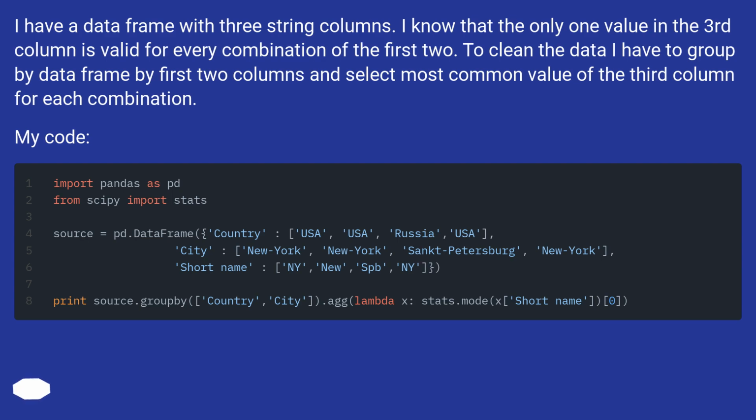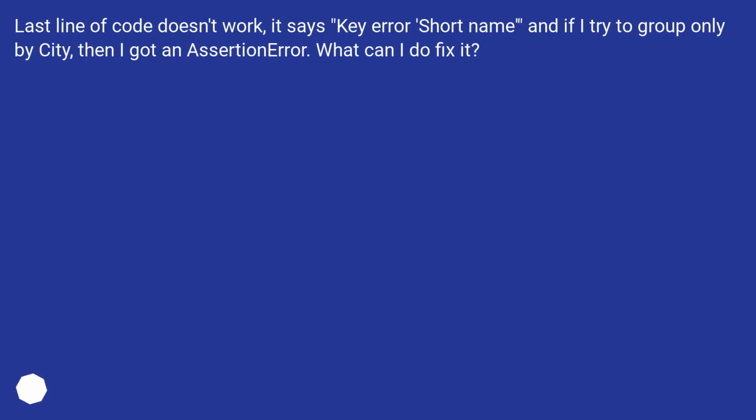My code. The last line of code doesn't work. It says KeyError: short name, and if I try to group only by city, then I get an AssertionError. What can I do to fix it?